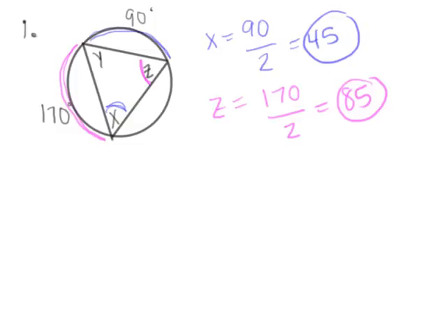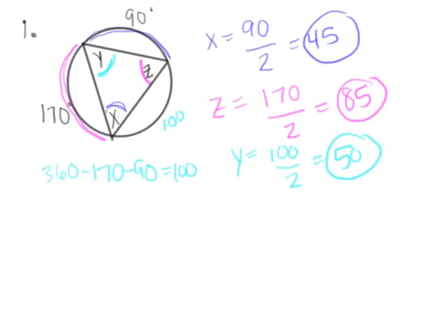Now finally, Y. We can do a couple of things. We can figure out what this missing piece is over here, or if we were to subtract, say we did 360 minus 170 minus 90, we would find out that this was equal to 100. So if this is 100, then this piece here for Y must be half of that. So 100 over 2, which is 50.